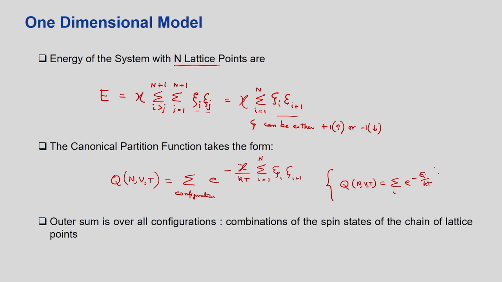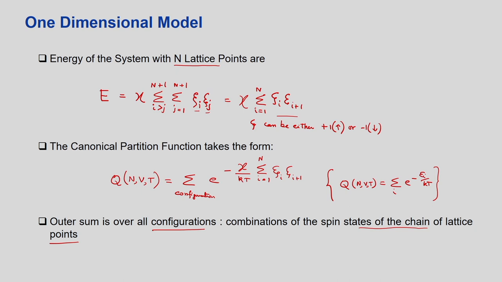As I wrote, the outer sum is over all configurations. It is the combination of all the spin states of the chain of lattice points. All configurations means how the arrows are oriented, all possible combinations across all possible lattice points. So this is the expression for the partition function, but we need some quantifiable parameter, because this is simply something which is there, and we need to express it in something known. How we do that, let us see.